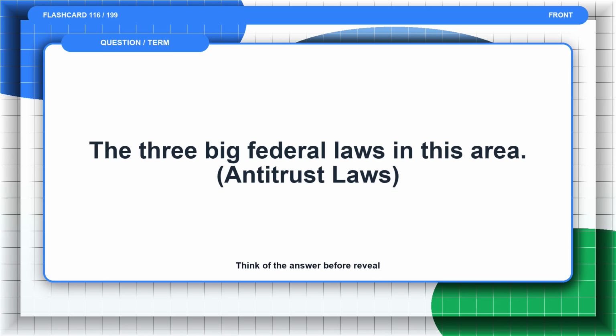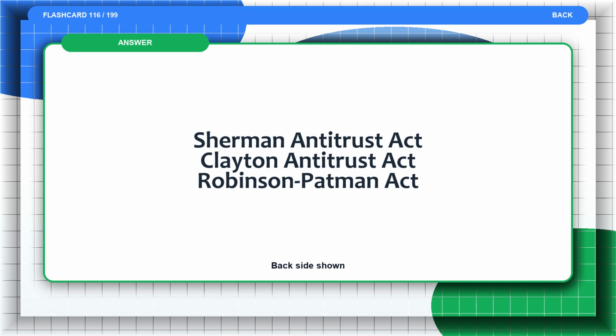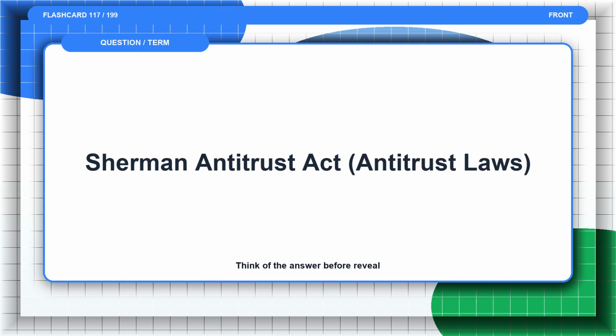Flashcard 116. The 3 big federal laws in this area. Antitrust laws. Pause and think of the answer before the reveal. The answer is: Sherman Antitrust Act, Clayton Antitrust Act, Robinson-Patman Act.